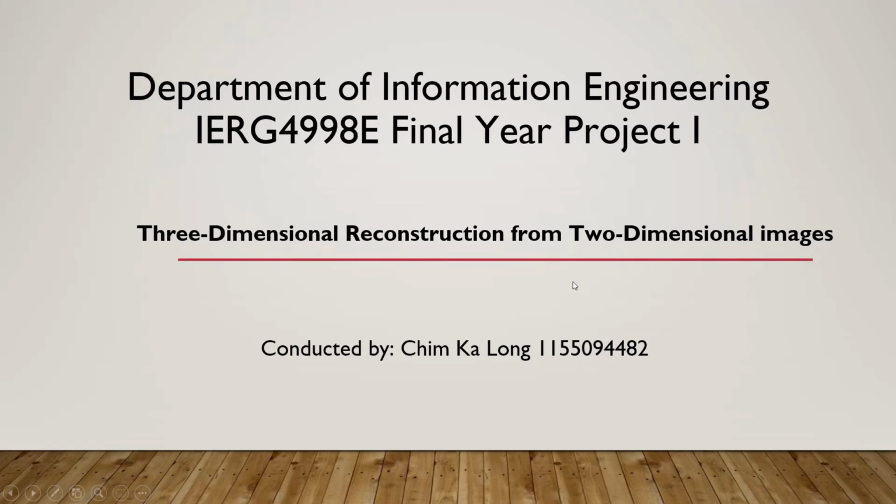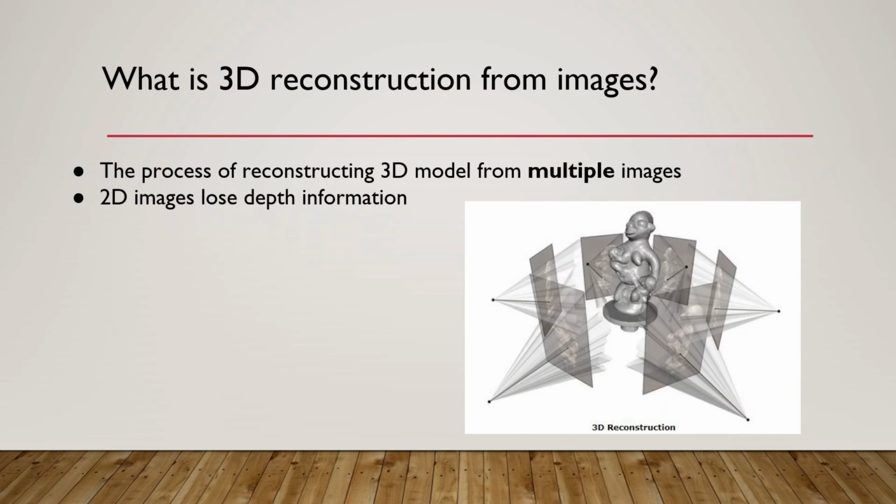Hello everyone, my topic of final year project is 3D reconstruction from multiple 2D images. The difficulty of 3D reconstruction is that we need to recover the lost depth information. When we take a photo, you can imagine the object is projected to the image plane and the depth is lost. However, there is enough information to reconstruct the original model if many images are taken around the object.